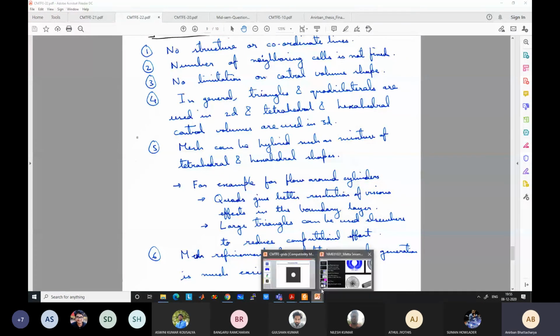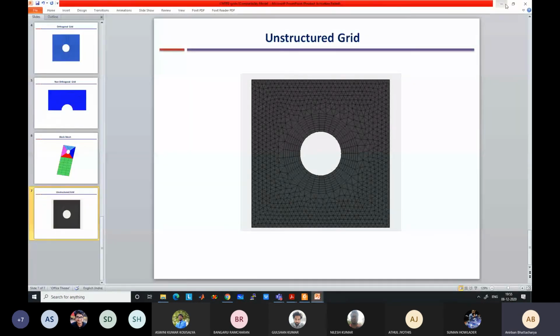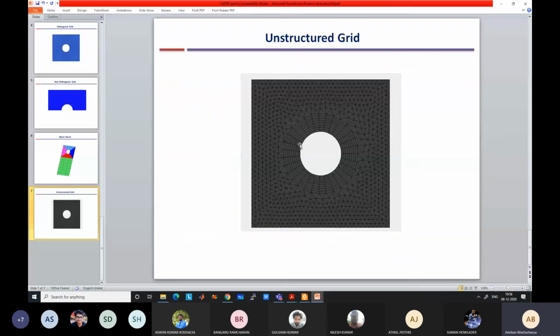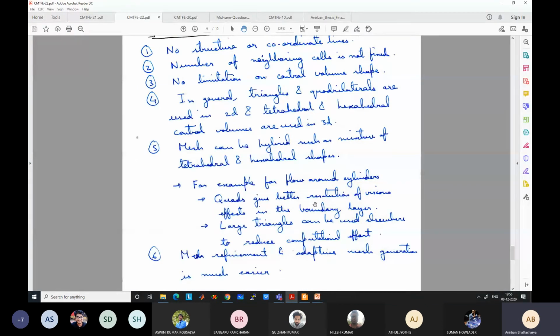What are other points? Mesh can also be a hybrid, like some part hexahedral and some part tetrahedral, or for example triangles and quadrilaterals here. For flow around a cylinder, near the cylinder it is better to have quadrilaterals, like I have shown here, because it captures the flow and the viscous effects more accurately, giving better resolution. Farther away, we can use large triangles to reduce the computational effort.